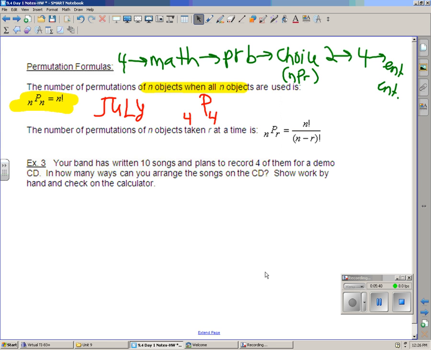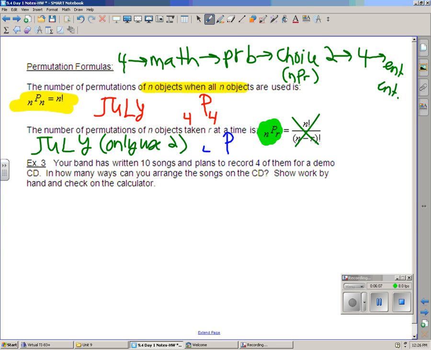If you're not using all of the letters, and you're having n objects taken r at a time, then you only want this formula right here. I'm actually going to have you guys cross this out. I'm not going to be worried about that right now. So if we are using those same 4 letters, and we only want to use 2, then it's still a permutation where I've got 4 letters to choose from, but only 2 are actually being used.